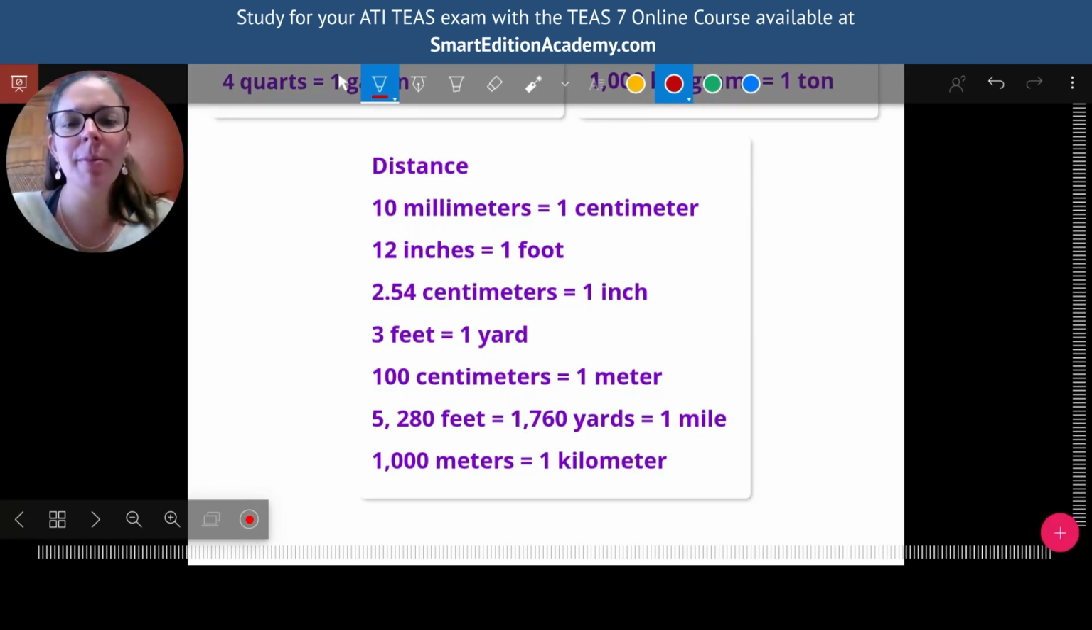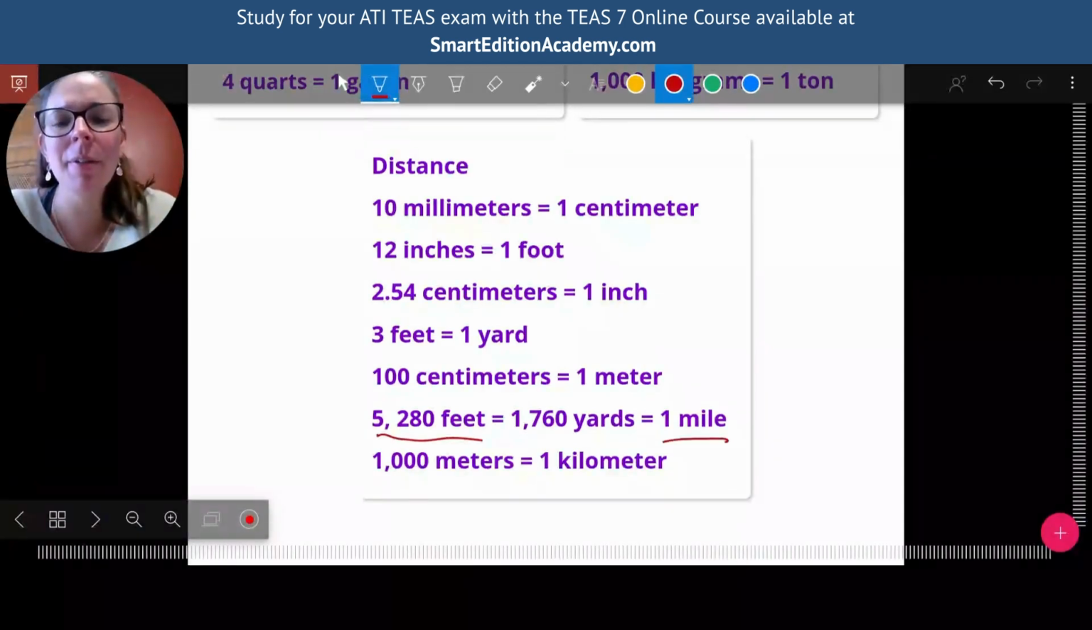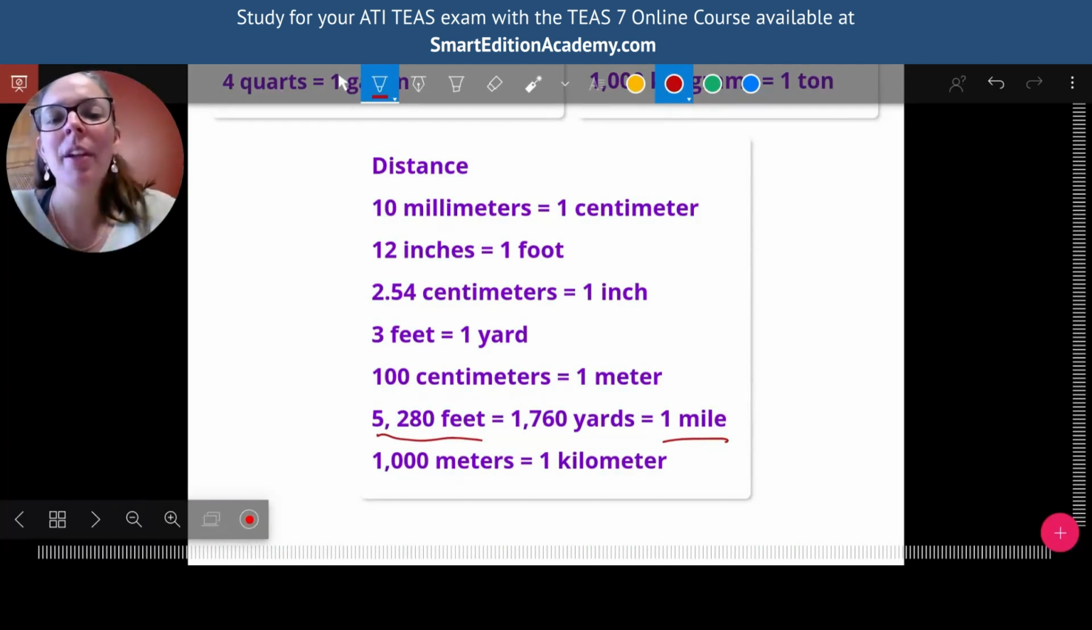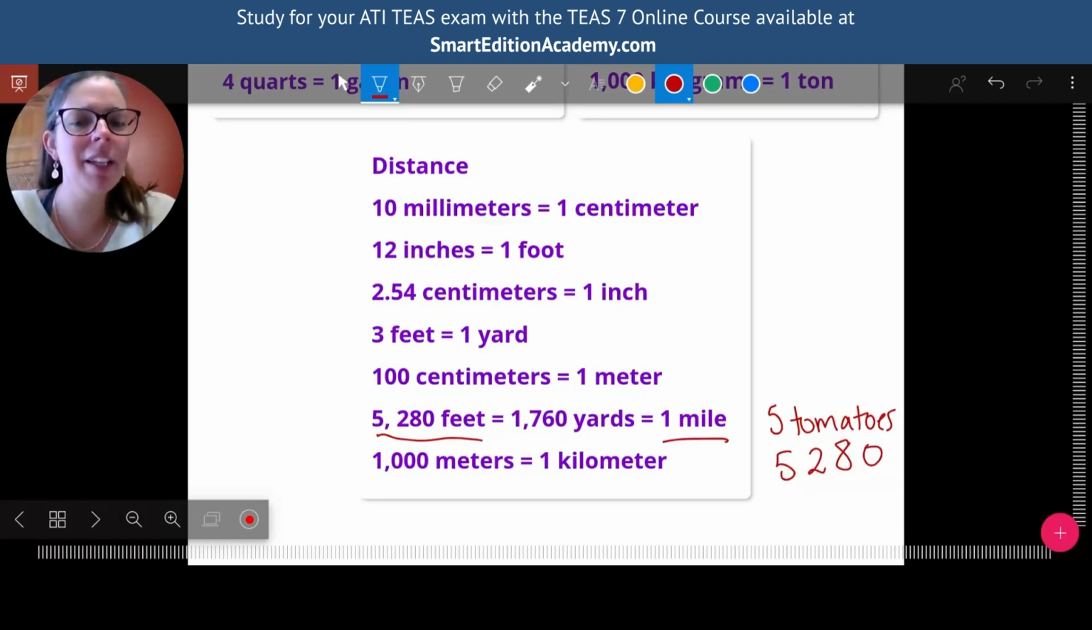Okay, so again, just things you need to memorize. Come up with a strategy like using flashcards. Make up a silly mnemonic to help you. Like one that I've used before is going from feet to miles. I always had trouble remembering there was 5,280 feet in a mile. So I think about 5 tomatoes when I have to go from feet to miles. 5,280. Okay, that's how many feet are in a mile. And then you could easily just divide this by 3 to get the yards. So that's just something that I found to be helpful.